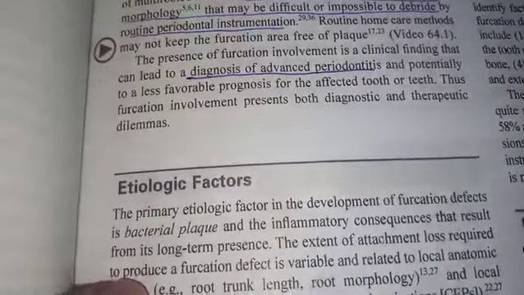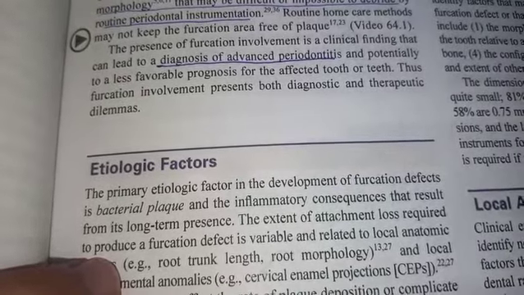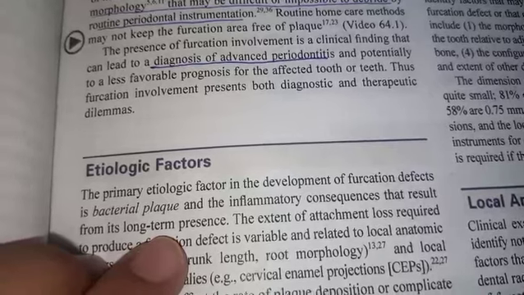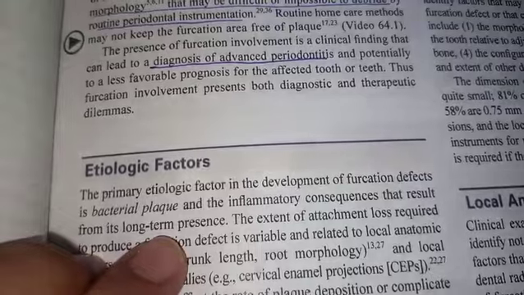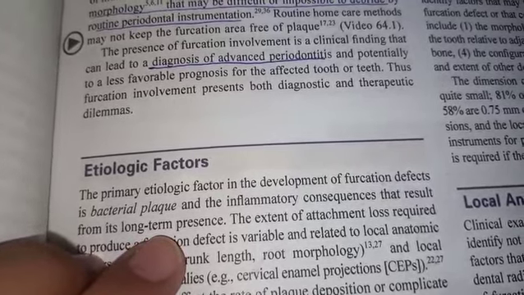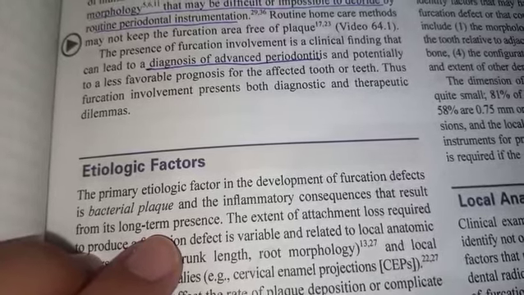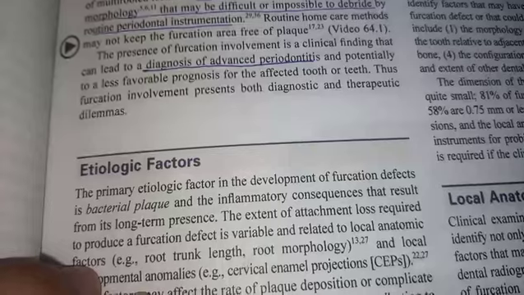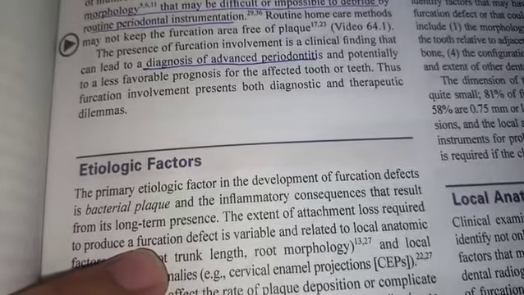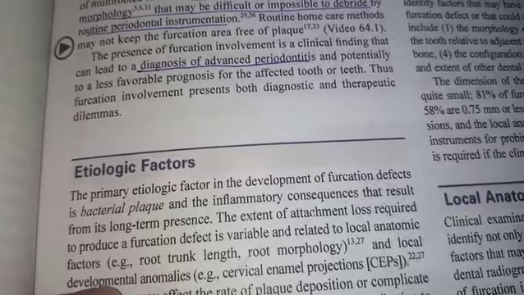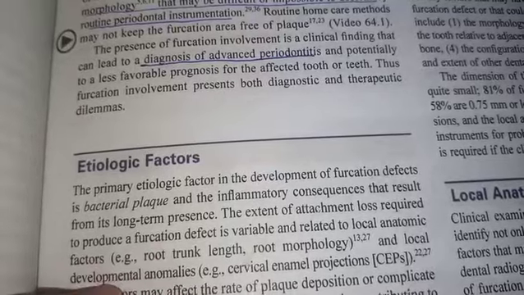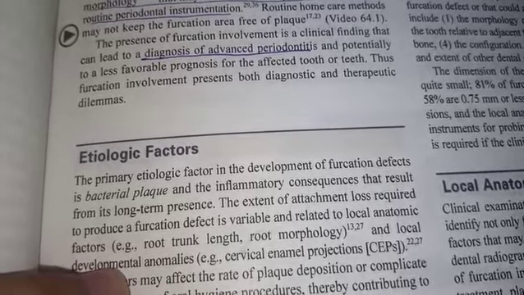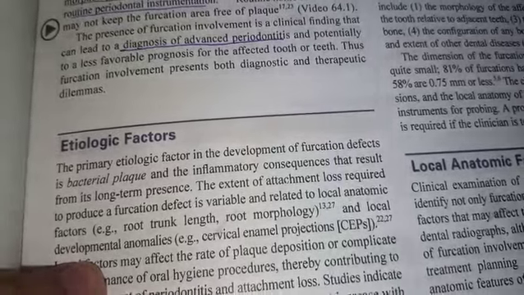Now moving towards the etiologic factors, which etiologic factors are involved. The primary etiologic factor in the development of furcation defects is bacterial plaque. Plaque is involved in developing the furcation when it is not treated, and the inflammatory consequence is furcation involvement from long-term presence. The extent of attachment loss matters, because when there is attachment loss there will be recession. When there is recession, the furcation area will be exposed, so there will be a furcation defect and plaque accumulation. This is related to anatomic factors, which are root trunk length and root morphology, which we will study, and local developmental anomalies like cervical enamel projections.